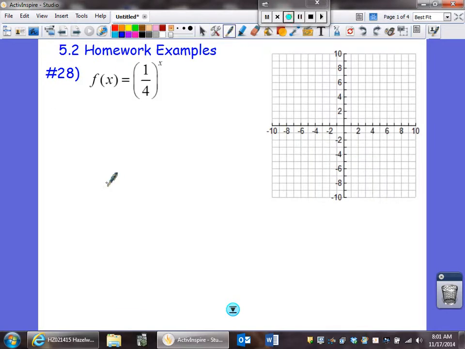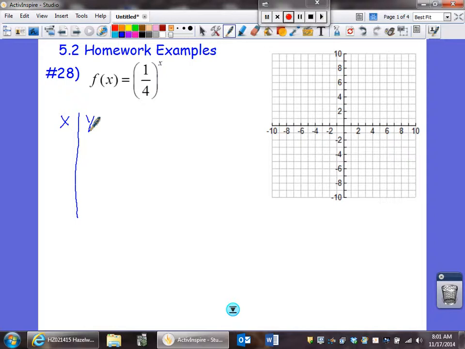In the directions in the book for number 28, it does say, graph each function by hand and support your sketch with a calculator graph. Give the domain, the range, and the equation of the asymptotes. All right, so first of all, if we're going to go ahead and graph this guy, then I'm going to make a little XY chart here.